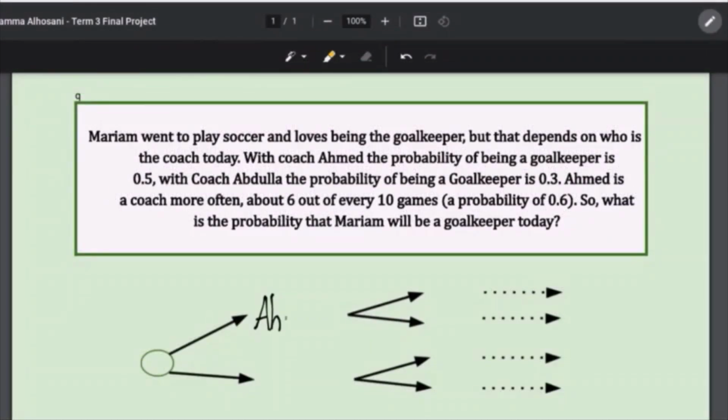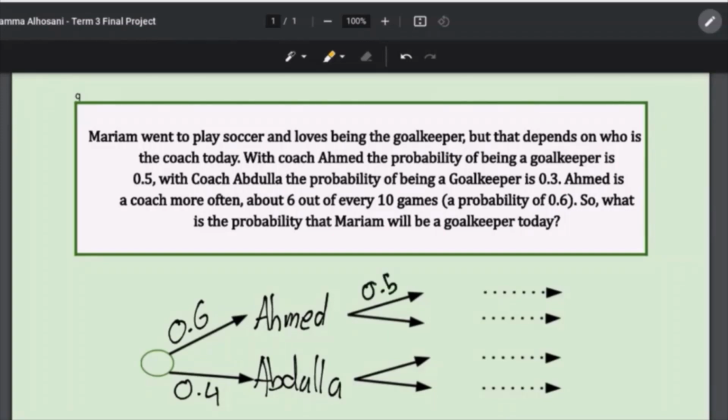Let's build the tree diagram. First, we show the two possible coaches, Ahmed and Abdullah. We will start by drawing them like this. The probability of getting Ahmed is 0.6, so the probability of Abdullah must be 0.4. Now if Mariam gets Ahmed, there is 0.5 probability of being a goalie and 0.5 of not being a goalie. We will write it like this.